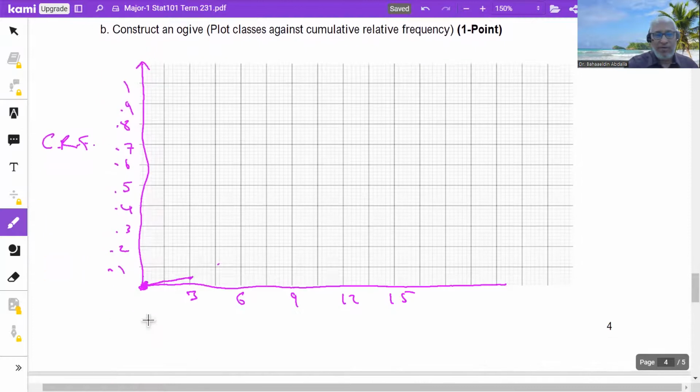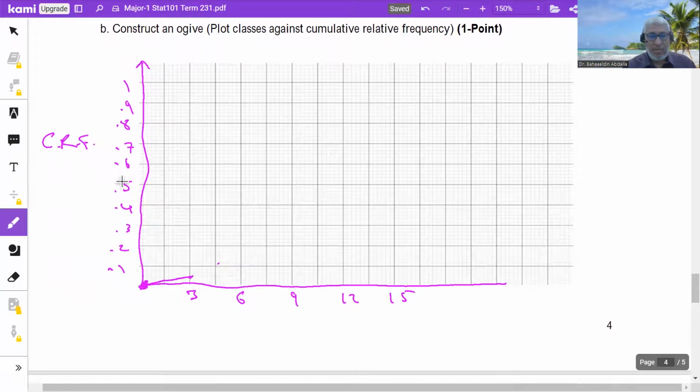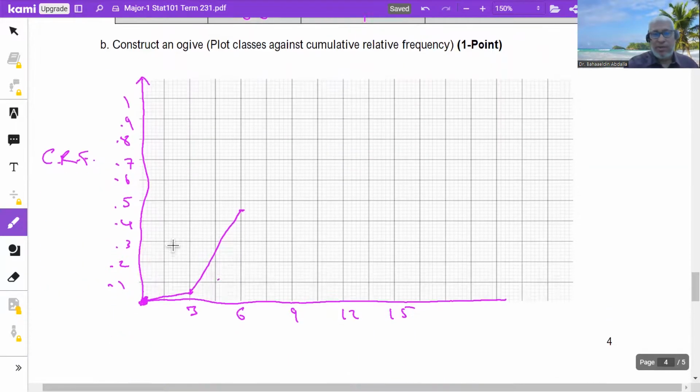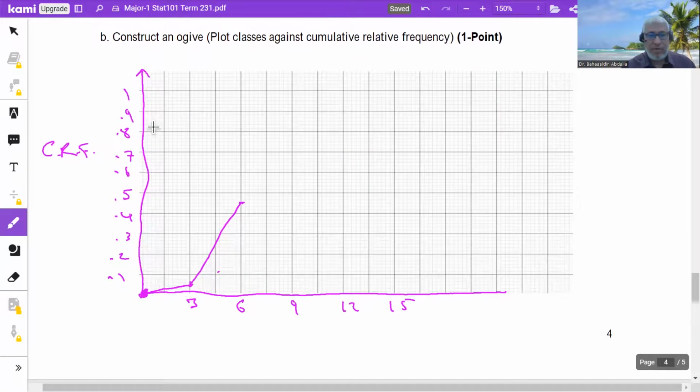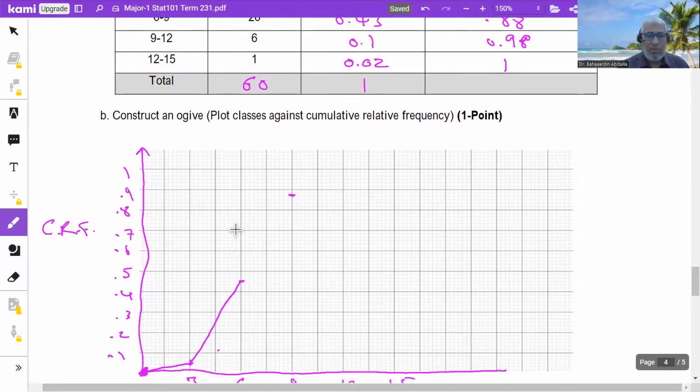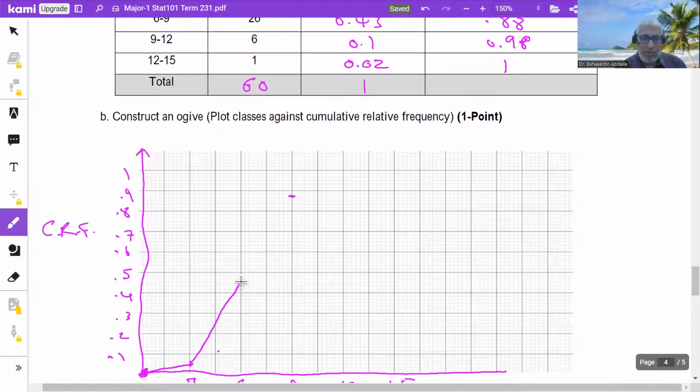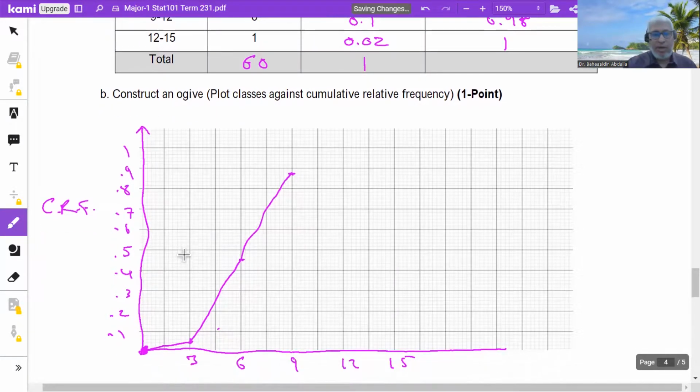And then 0.45 at 6. 0.45 is here. This is 0.45. So you connect this line. And then at 9, you have 0.88, which is somewhere here. Okay, 0.88. So you connect these 2 points.